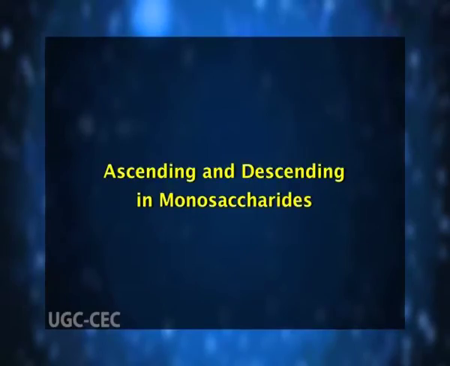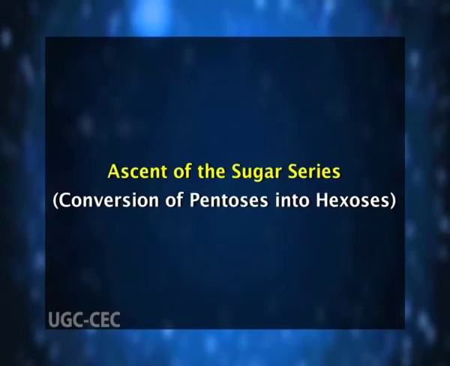Mutarotation was one of the phenomena that suggested to early carbohydrate chemists that aldoses might exist as cyclic hemiacetals. Ascending and descending in monosaccharides: the ascending series is the conversion of pentoses into hexoses, and the descending series is the conversion of hexoses to pentose sugar units. Now discussing the ascent of the sugar series, that is conversion of pentoses into hexoses.